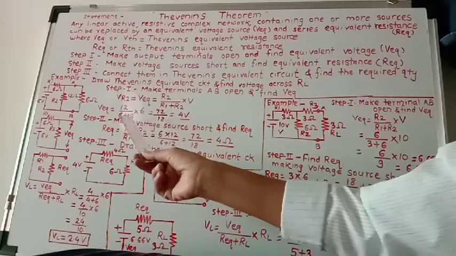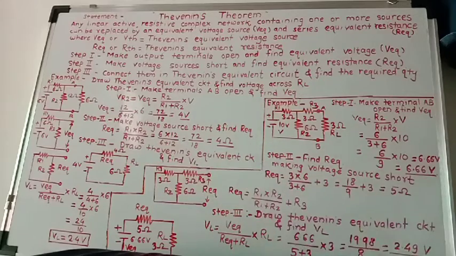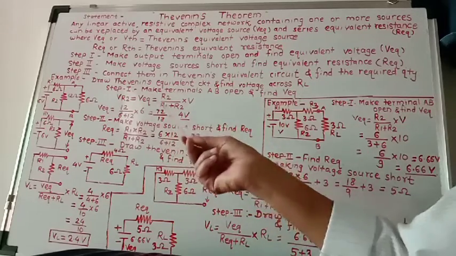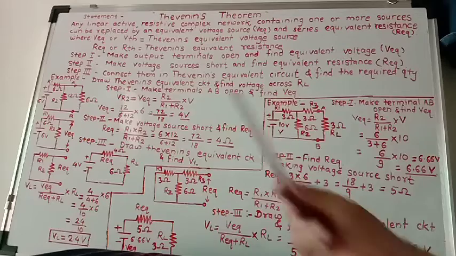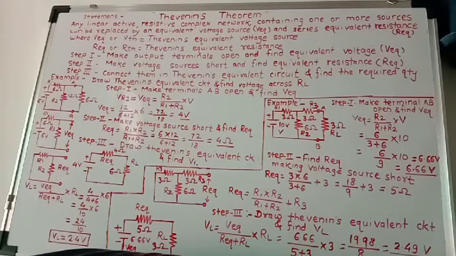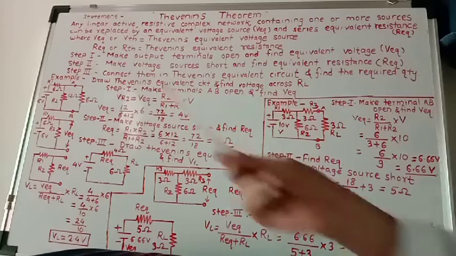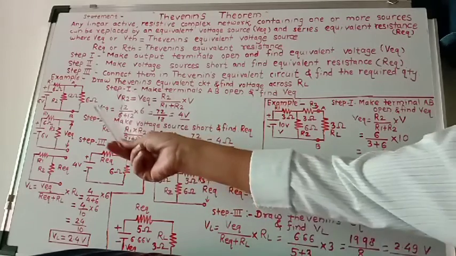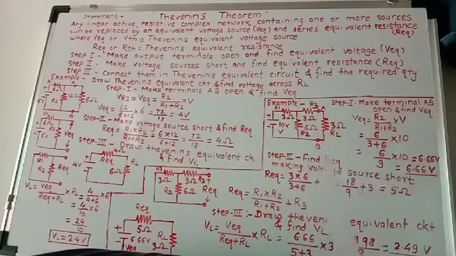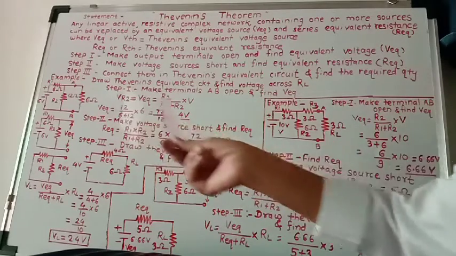12 divided by 12 is 18. 18 ones are 18, 18 fours are 72. So V equivalent is equal to 4 volt, or VTH is equal to 4 volt. In this way, we can find out Thevenin's equivalent voltage.